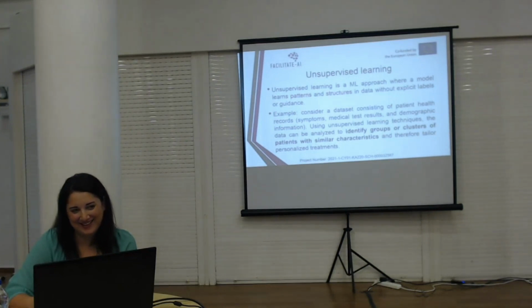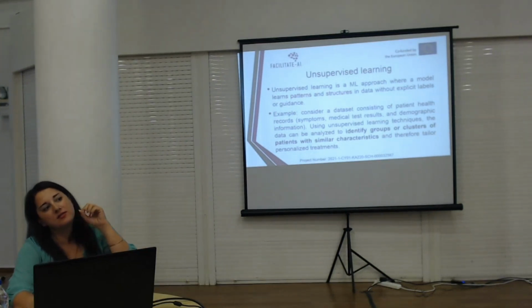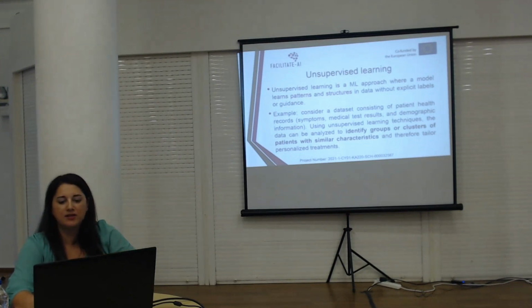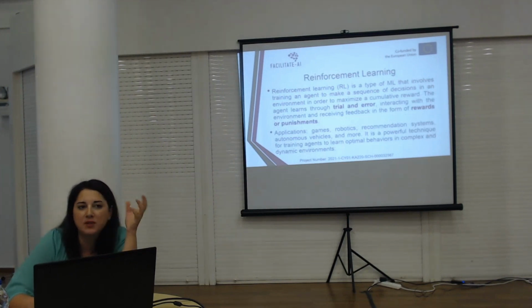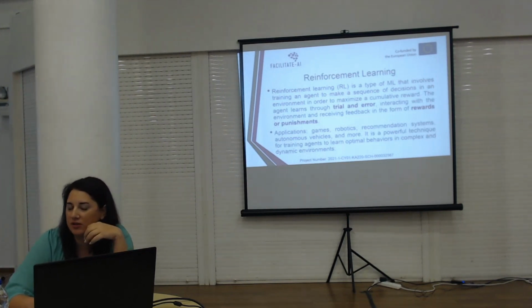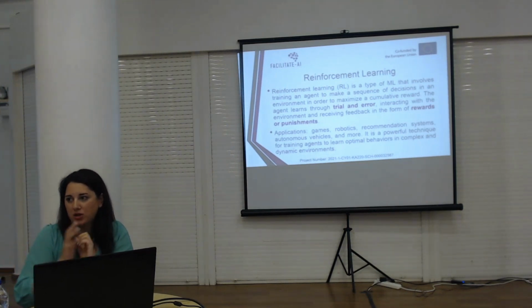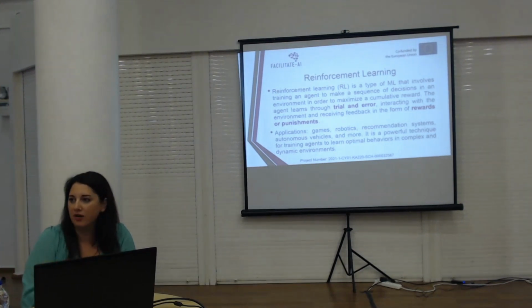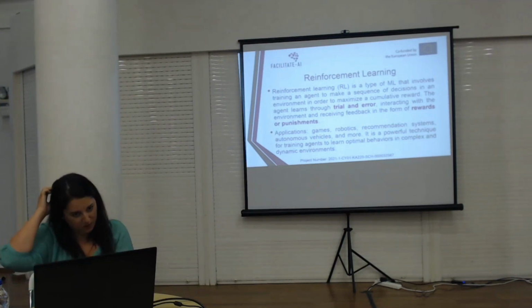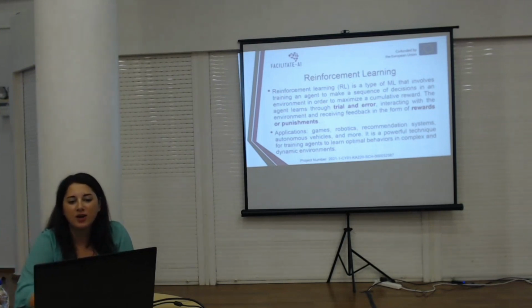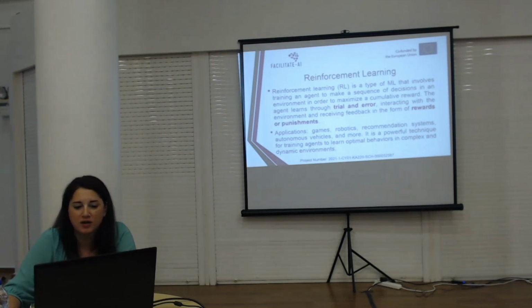Okay. What about reinforcement learning, which is the core of ChatGPT-4, for example? Reinforcement learning involves training an agent to make a sequence of decisions in an environment in order to maximize a cumulative reward. So it is based on trial and error, and you get rewards or punishments. The applications are games, robotics, recommendation systems, autonomous vehicles, and much more. Why? Because it learns optimal behaviors in complex and dynamic environments.